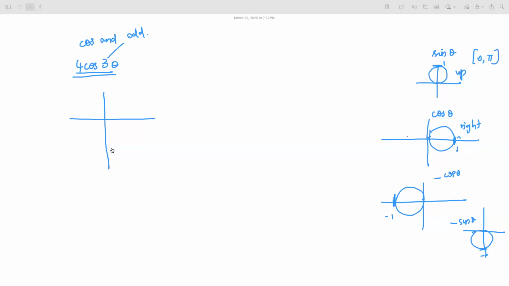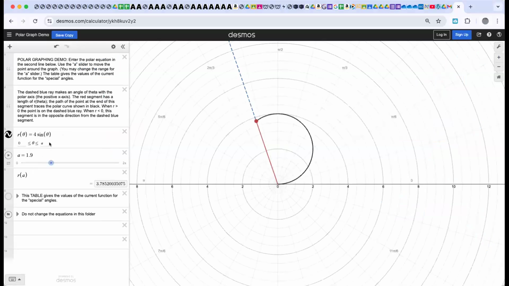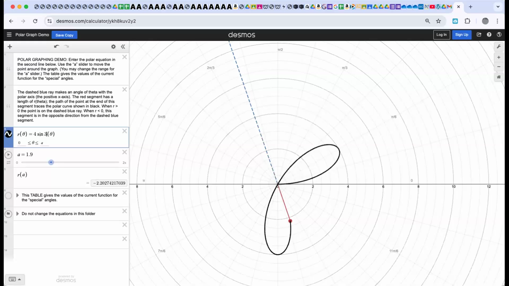Am I sharing the Desmos? Yep, desktop. Let me see. Chrome, where is Chrome? Chrome. Good.